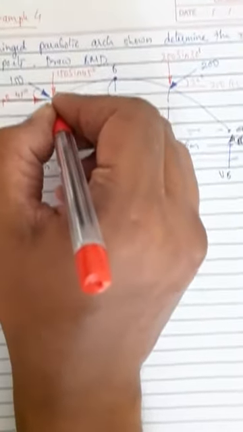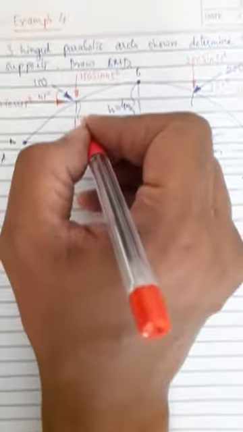Let this vertical distance be YD. Let this point be D. Let this point be E. And let this vertical distance be YE. So to find reactions, first I need to calculate the vertical distances YD and YE. So let me start with the rise equation.